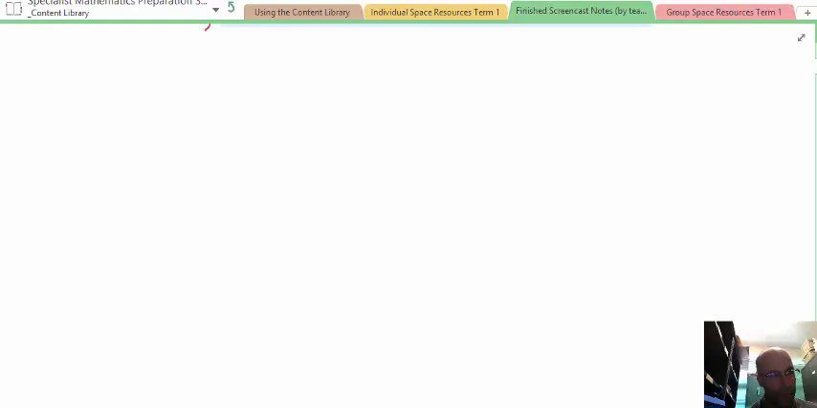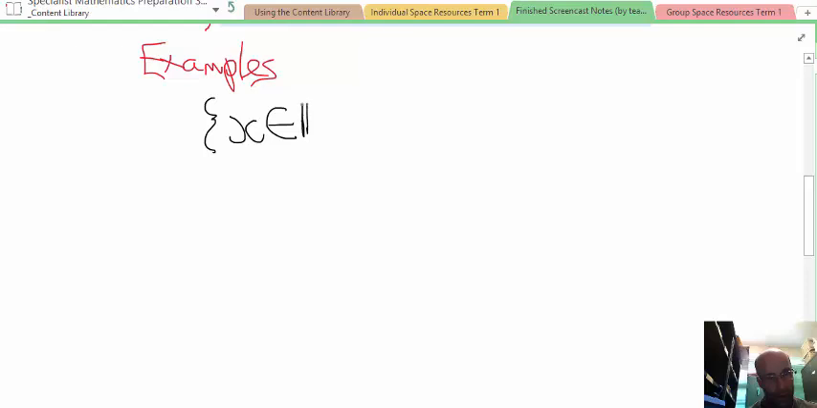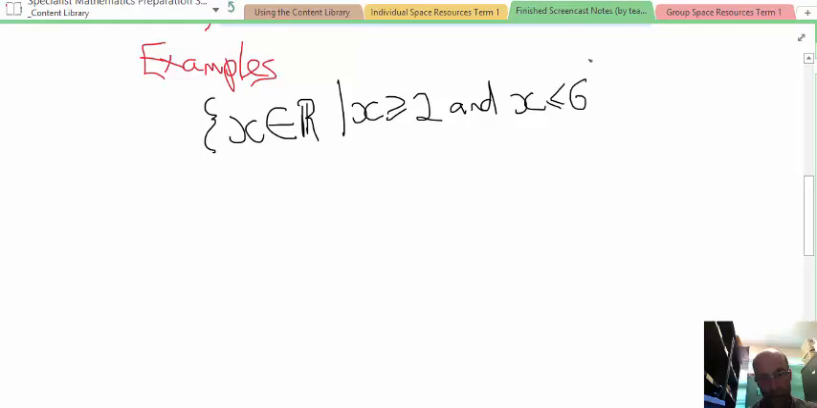Now that you've finished that question, unpausing the video, let's look at some further examples. We can have things such as this: the set of all x, or the set of all elements that are real numbers such that x is greater than or equal to 2 and x is less than or equal to 6.